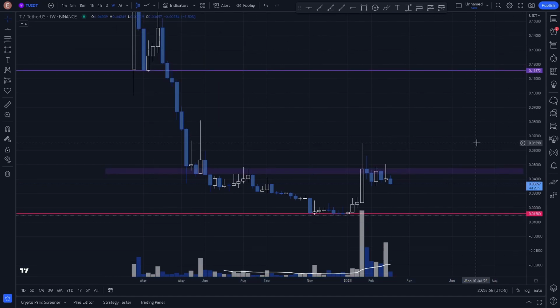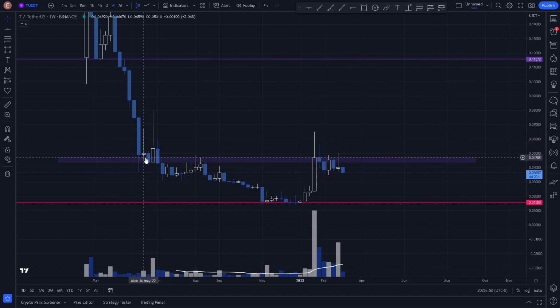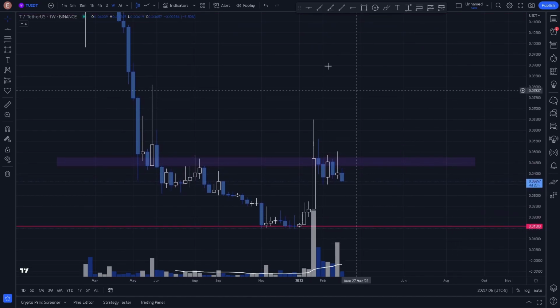So it's obvious to spot here on the weekly chart, this is a key level as we see multiple reactions acting as support and resistance to the same key level. Now, we can also go ahead and plot a key level right here. Let's go ahead and draw in a zone.